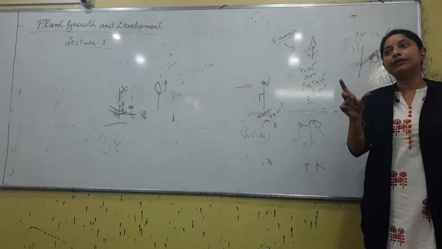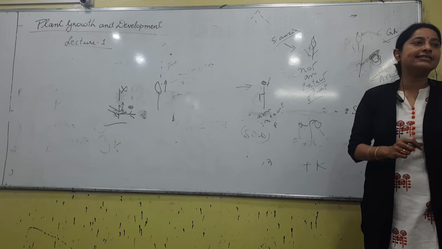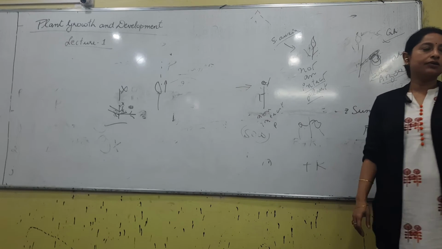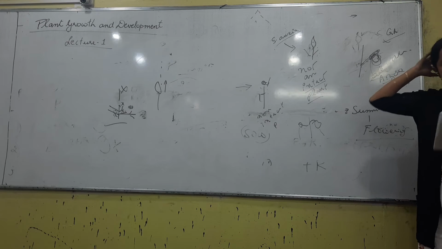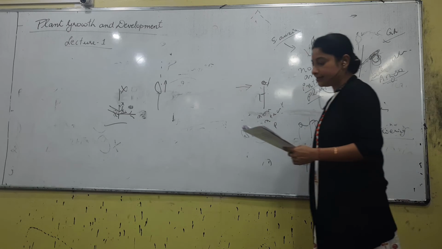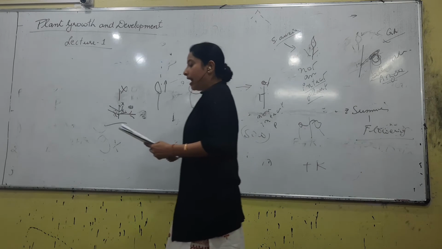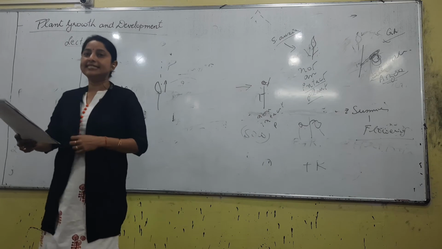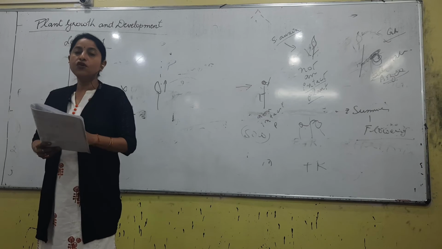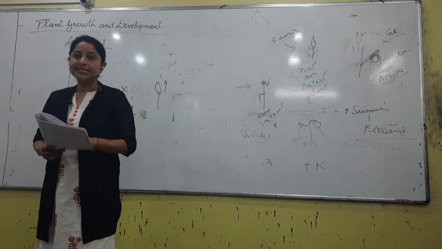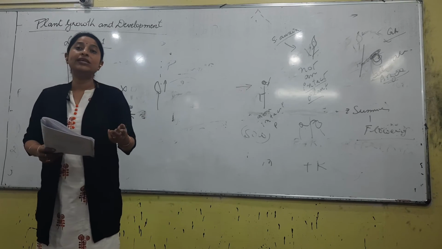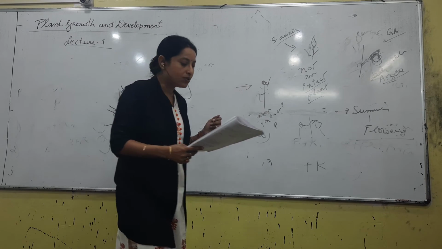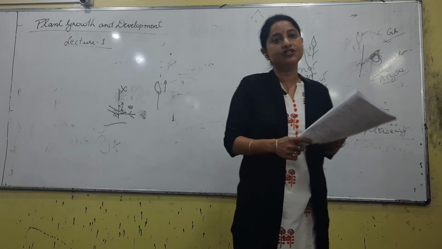Who is responsible? Indole acetic acid or auxin? Or indole butyric acid? Or NAA. NAA's full form is naphthalene acetic acid. Okay, identify the weedicides. 2,4-D or 2,4,5-T. These are certain examples of auxins that are used as weedicides. They are also called Agent Orange.